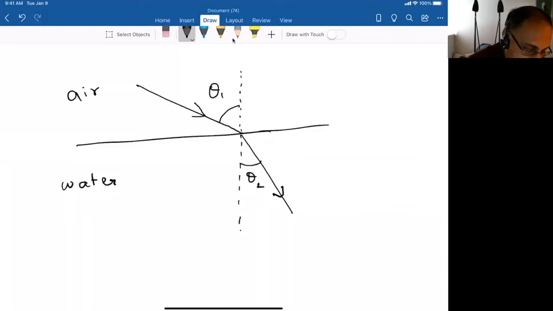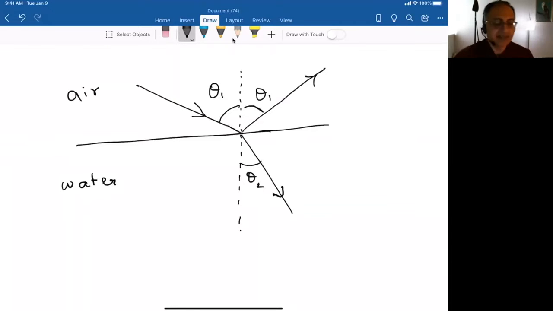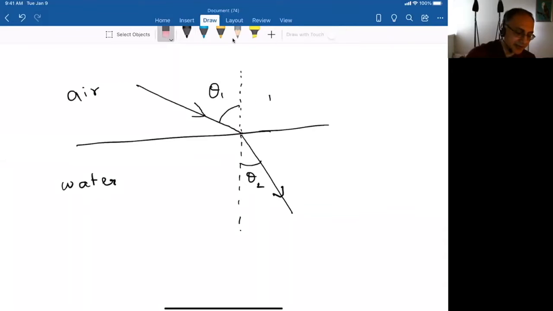Now, whenever the light hits the interface, some of the light will also be reflected. I didn't draw that over here, but for completeness, I should also draw the reflected ray here, which will make the same angle as the incident ray. And that is the law of reflection that we also discussed yesterday. But we are not going to bother with the reflected ray for now. We'll just focus on the one that went inside. But there'll always be a little bit of reflection whenever you have refraction.